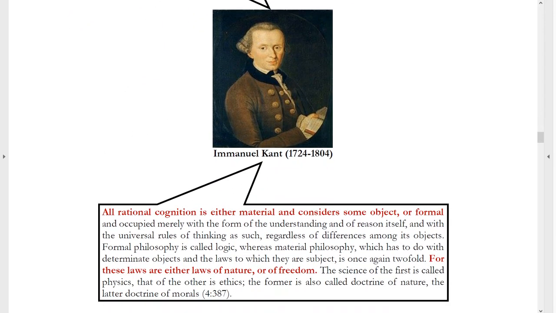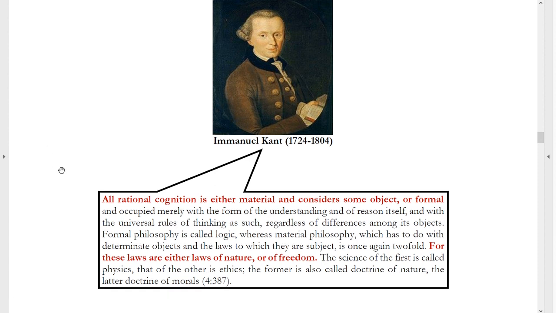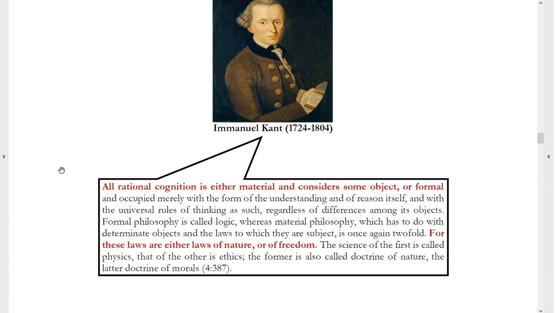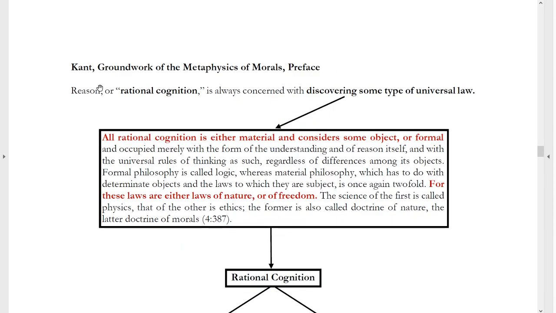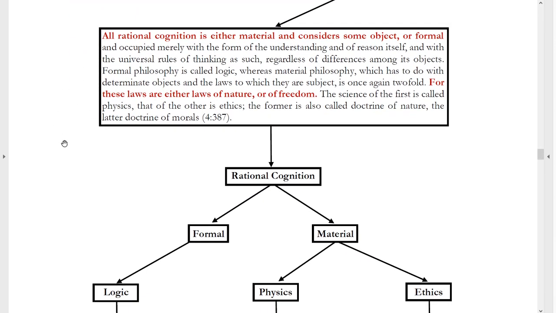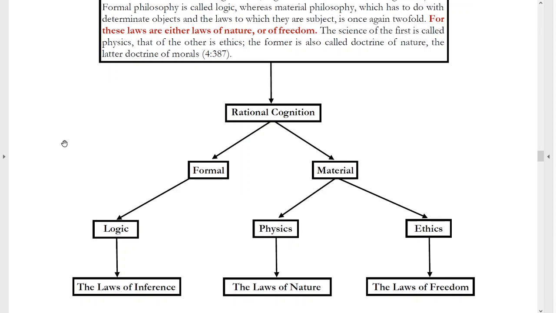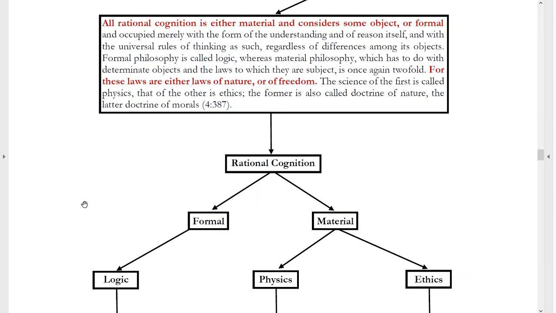And so in this passage here, which I'm going to break down a little further in a minute, Kant has this classification of the different sciences. So here's that same passage. And so the first thing he tells us is that all rational cognition is either material and considers some object, or it's formal. Okay, so let's look at the first part of the passage here.